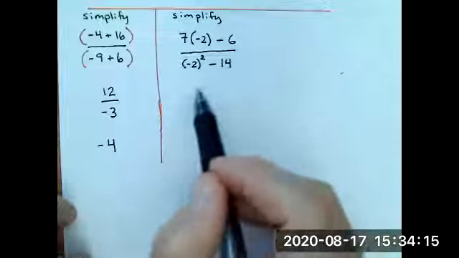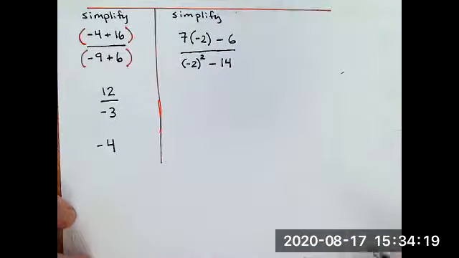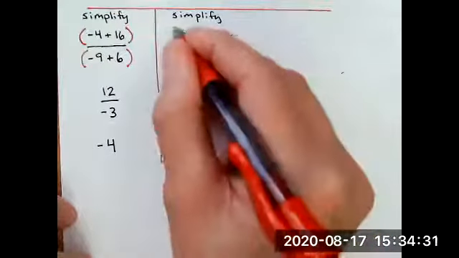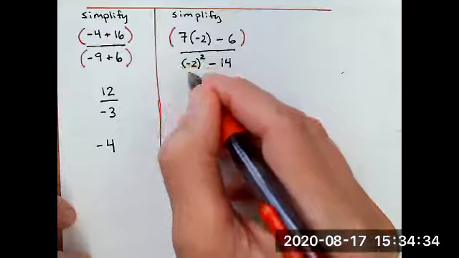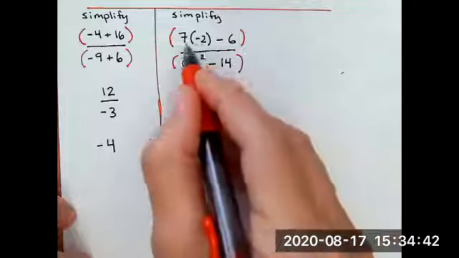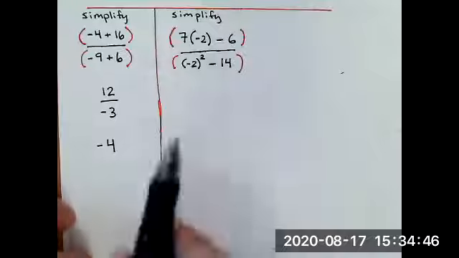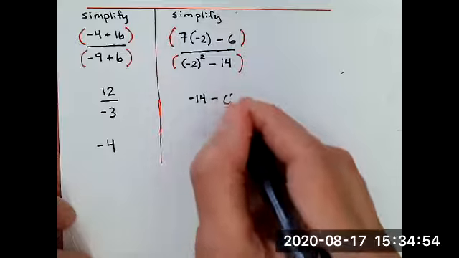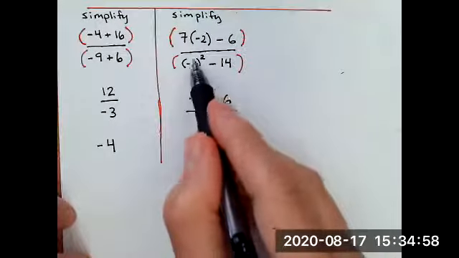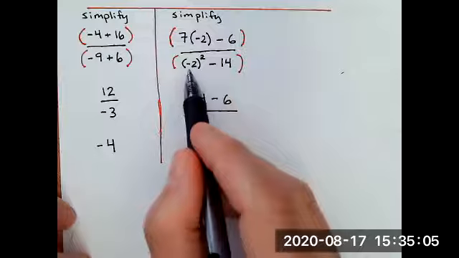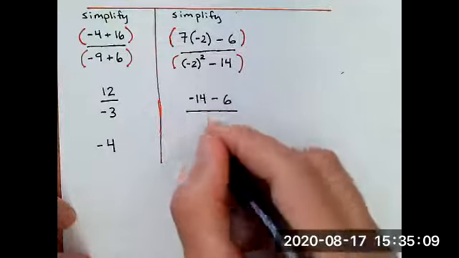Let's try another one. And remember, you can hit pause and work it out before watching the answer. So, 7 times negative 2 minus 6, all divided by negative 2, the quantity, squared minus 14. So in the numerator, we'll do this multiplication first. A positive times a negative is negative. So we have negative 14 minus 6. Remember, if the negative is inside the parentheses, then that negative gets repeated. So negative 2 squared is negative 2 times negative 2. That's positive 4.